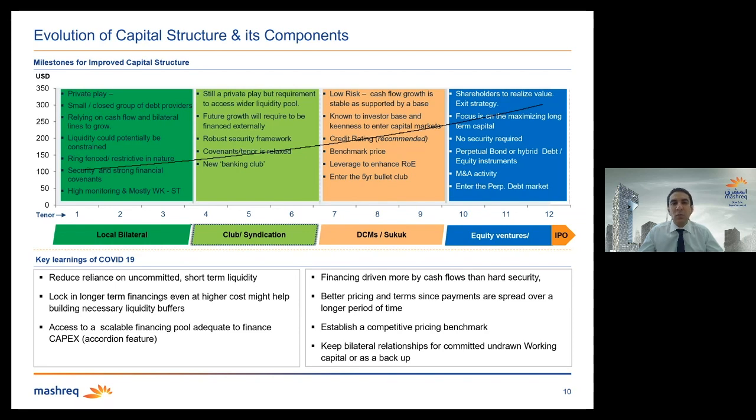Gradually, one could eventually move into the DCM play, and here clearly, yes, it's probably a matter of getting a rating. There will be also more disclosures. Probably these are one of the key factors that have been deterring some of the names to come to the DCM market.